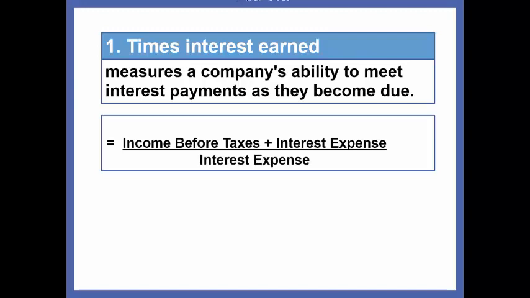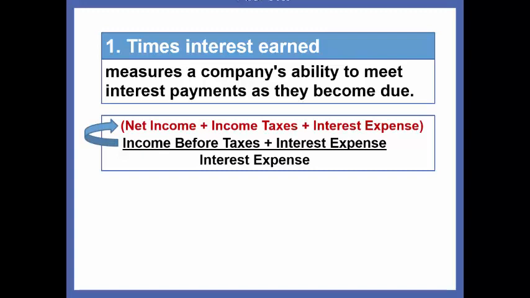So you add interest expense back because, when you compute income, you've already subtracted interest expense one time over. So we add it back. Sometimes this is calculated as net income plus income taxes. But, of course, that's the same thing as income before taxes. And then they add interest expense back. So don't let that confuse you. It's really the same formula.